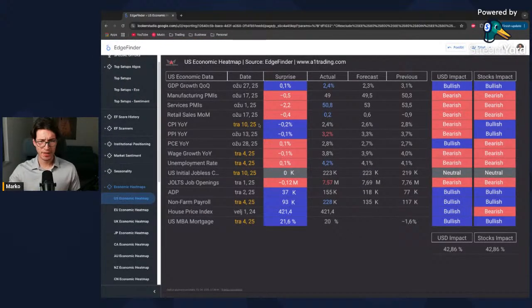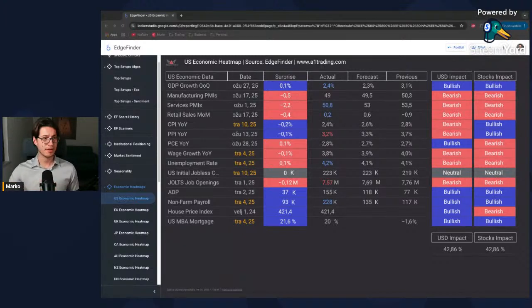Now, this is something that tells you if the US economy is doing well or if it's doing badly, right? So many people rely on tariffs and the tariff scare. Let me just open this back up. Many people rely on the tariffs and the tariff scare to buy or sell the stock market.